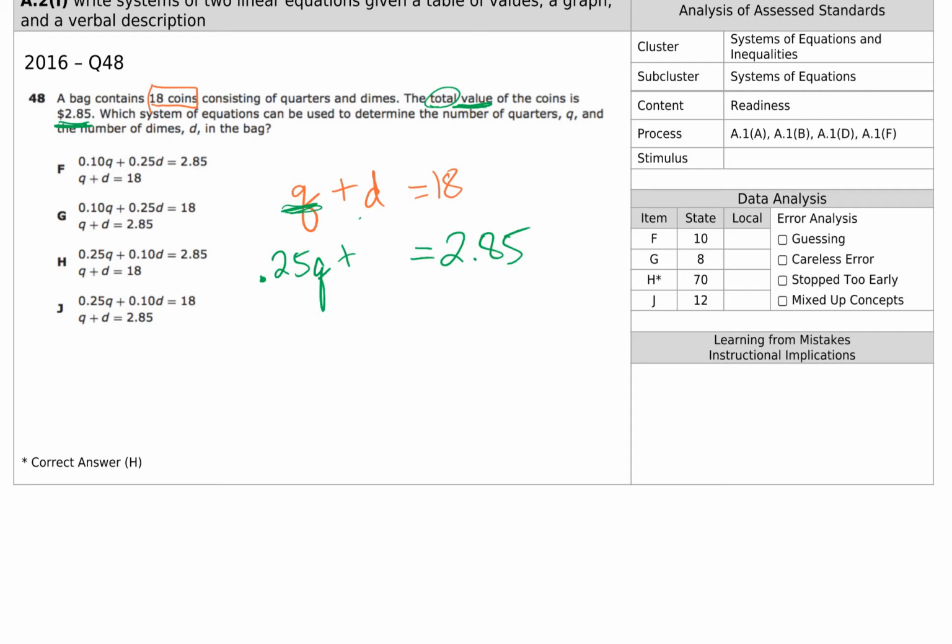Plus the number of dimes we have times what they're worth. 0.10 for 10 cents, but you don't have to write that. 0.1 times however many dimes there are. So now let's compare the equations. We look and they've got the value of a dime for a quarter. No. Same thing here. No. H, 0.25 Q plus 0.1 D is equal to 2.85. That works. And then they have Q plus D equals 18. So there we have our answer for H.